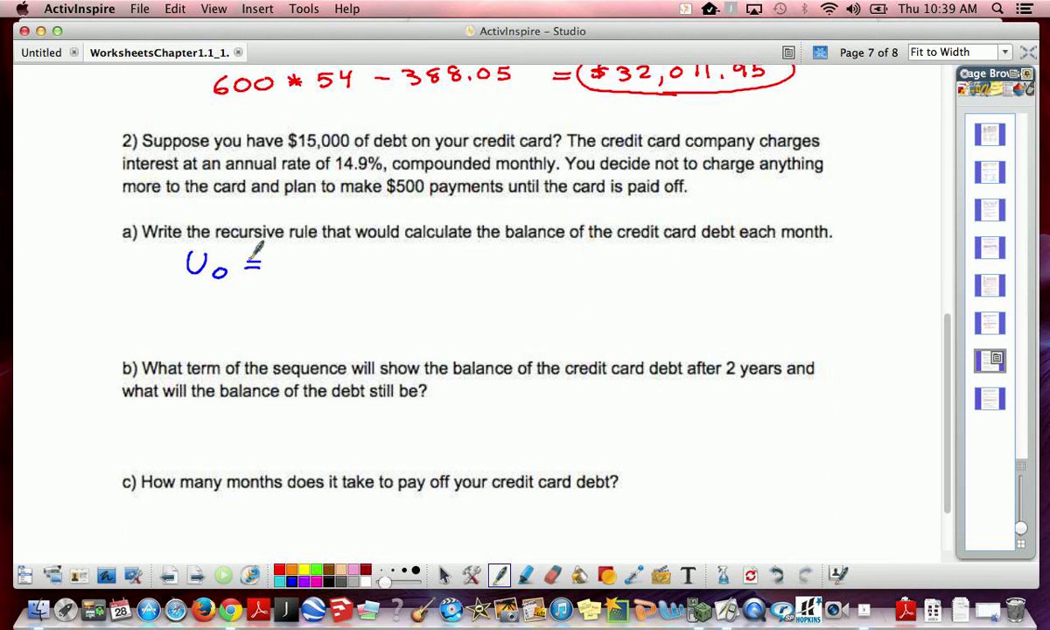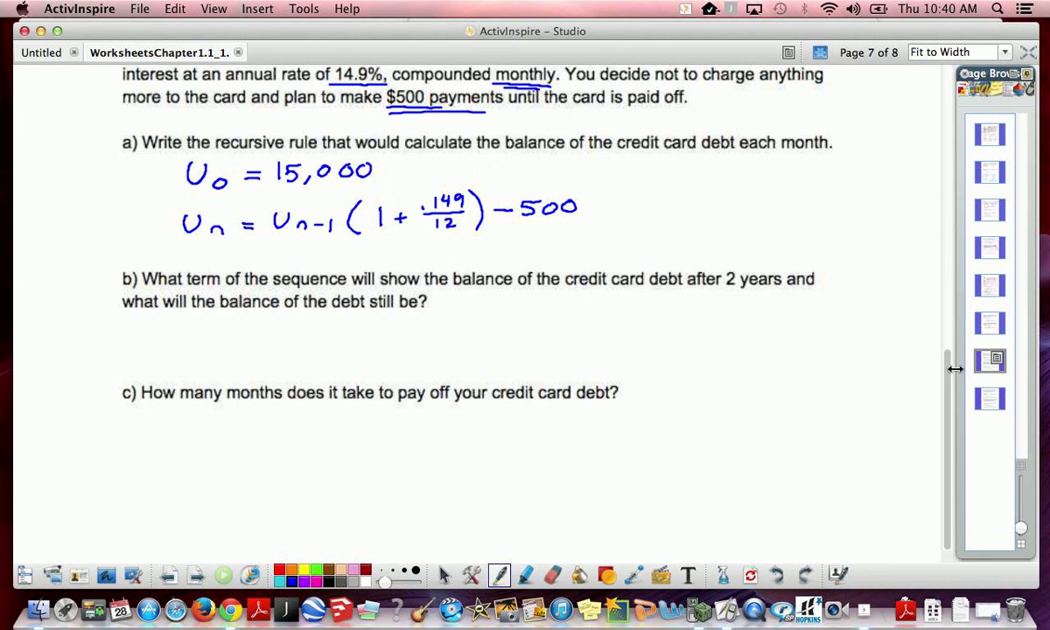So again, we're writing the recursive rule here. So u sub 0, that's our start, $15,000. Our u sub n equals u sub n minus 1. How are we paying this off? Well, unfortunately, we have to pay interest. So we take that interest rate, so we're going to go 1 plus 0.149, and we're going to divide it by 12 since they're charging monthly interest. So they're going to tack on that interest first, and then they're going to subtract your $500 payment. So now we have our recursive rule.